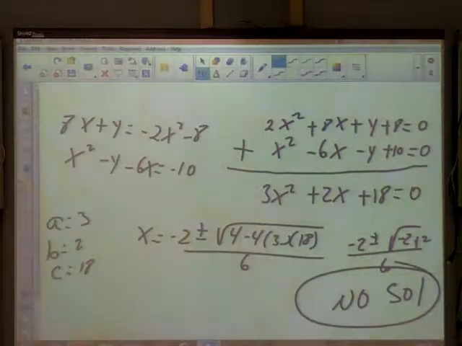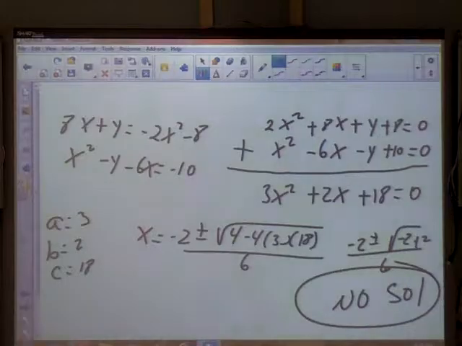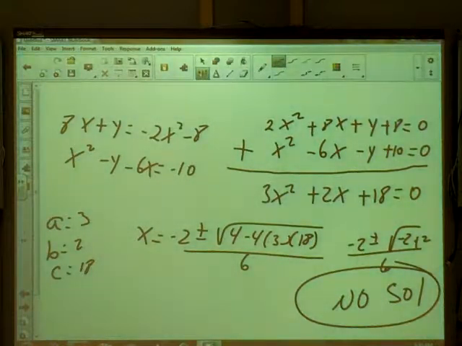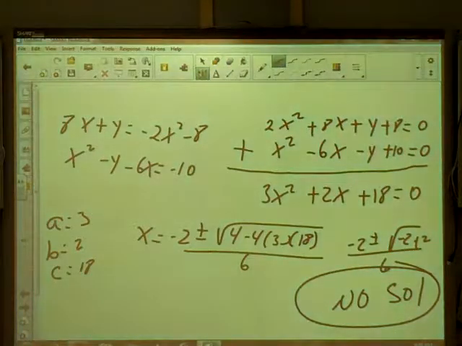How do you know that's no solution? Just because it's negative. And that's why I quit earlier. Ms. Stewart kept going and solved it all the way out, but you can't see those imaginary solutions, so they don't do them any good. So if you have a negative underneath the radical, you just put no solution when you're solving a system, yeah, not when you're just solving a quadratic.